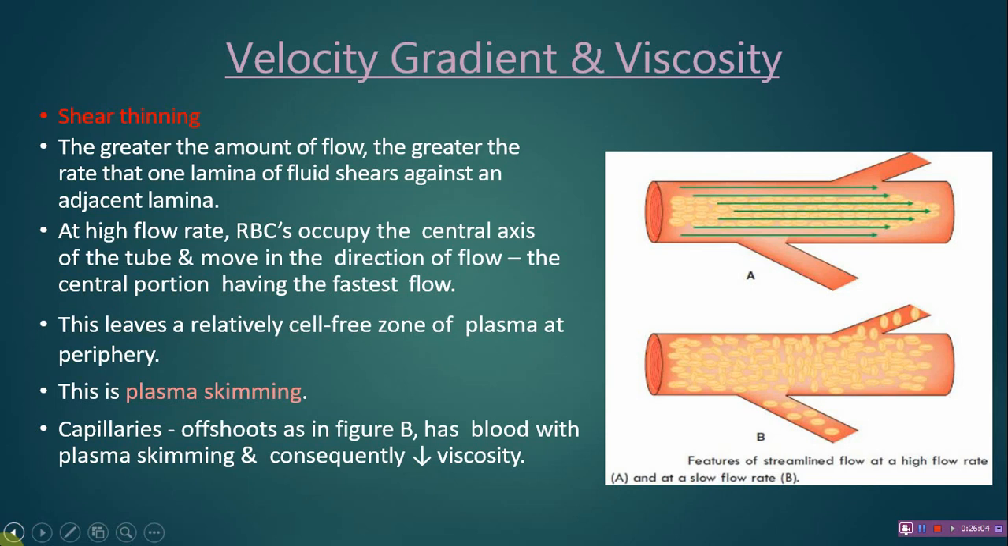The apparent viscosity of blood diminishes as the shear rate increases, which is called the shear thinning. The greater the amount of flow, the greater the rate that one lamina of fluid shears against an adjacent lamina. At high flow rate, RBCs occupy the central axis of the tube and move in the direction of flow. So the central portion is having the fastest flow. This leaves a relatively cell-free zone of plasma at the periphery. This phenomenon is called the plasma skimming, which occurs with decreased viscosity. Capillary offshoots, like is shown in figure B, have blood with plasma skimming and consequently decreased viscosity.